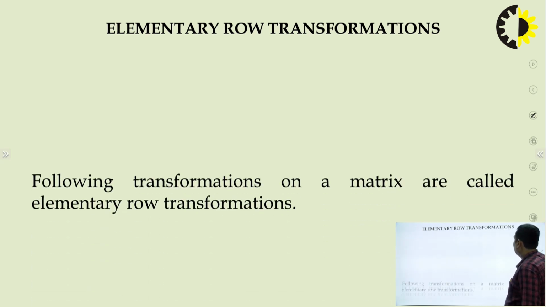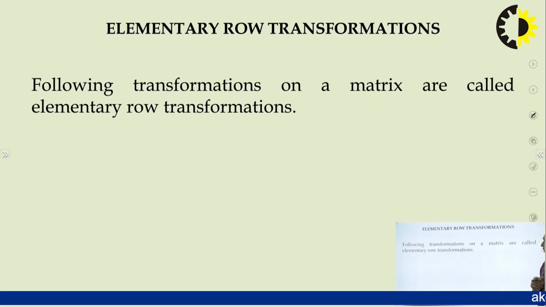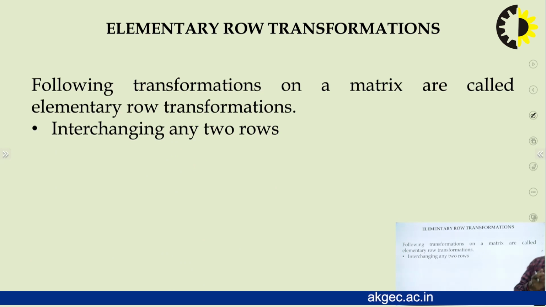Before starting the Gauss-Jordan method, we need to cover elementary transformation. What is elementary transformation? Before finding A inverse, we have to understand elementary operations. Elementary operations have two types: row transformation or column transformation. Firstly, we introduce elementary row transformation. What is elementary row transformation? The following transformations on a matrix are called elementary row transformations. There are three tools for row transformation.